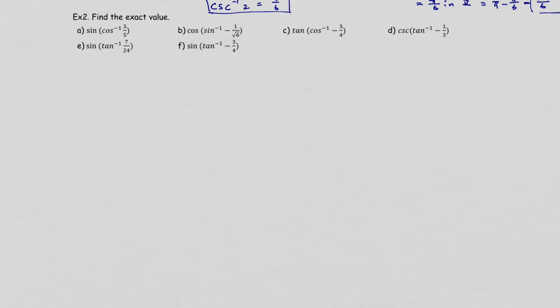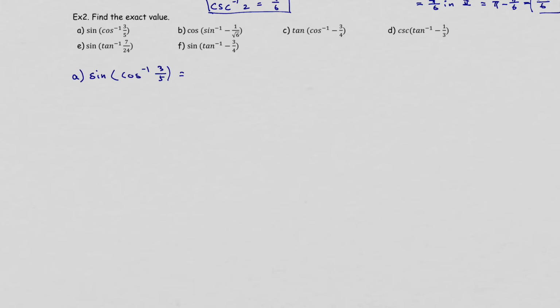So example 2, we're going to look for an exact value. This time, the difference from the last lecture is that last lecture you had sine with sine inverse or cosine with cosine inverse, but here you have a mixture. You have sine with cosine inverse, or tangent with cosine inverse. In this case, when you have a mixture, what you need to do is find all the sides, the measurements of the triangle. So I'm going to show you that.